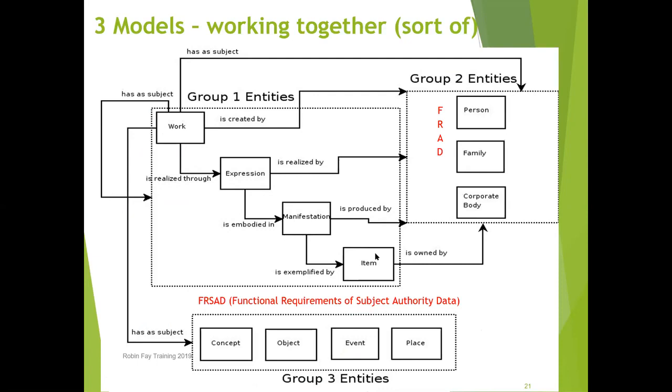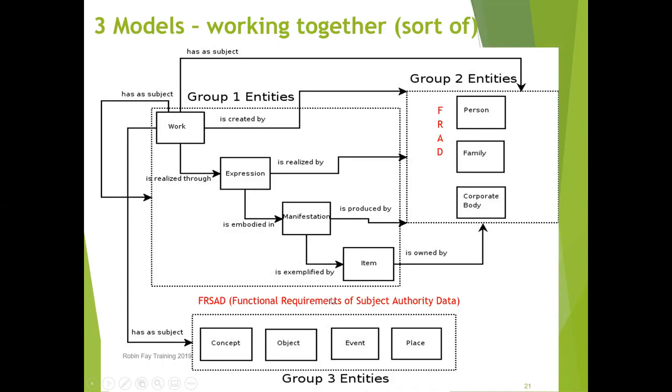And what I want you to take away, and you'll have time to spend as much time with this as you want, is that this is not my model, but this is one that's been kicking around for a long time. There were 3 distinct things going on. You had what we called WEMI, Work, Expression, Manifestation, and Item. They also called this the Group 1 entities. So this is FRBR right here. You had down here Person, Family, Corporate Body, FRAD. And we'll look at this model in a different way in just a minute. And then you had down here the functional requirements of subject authority data.